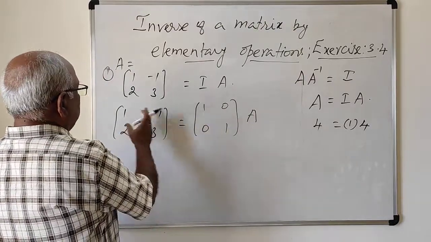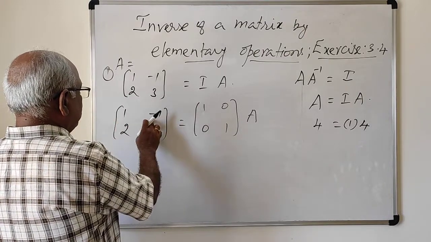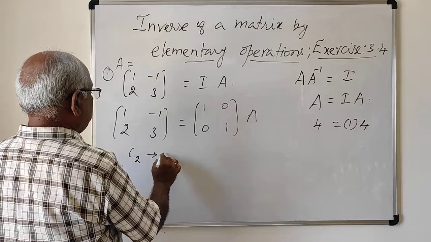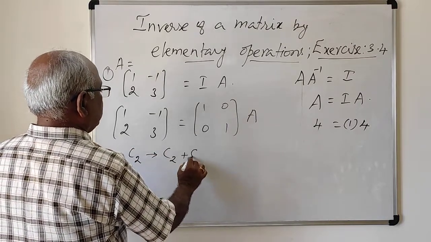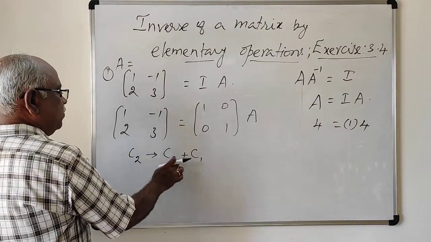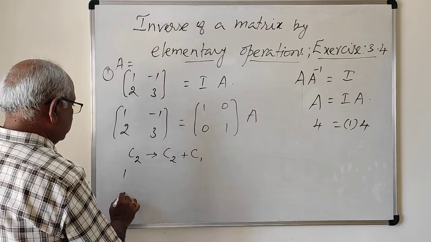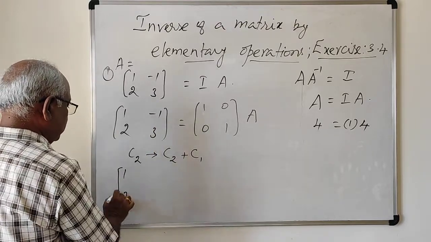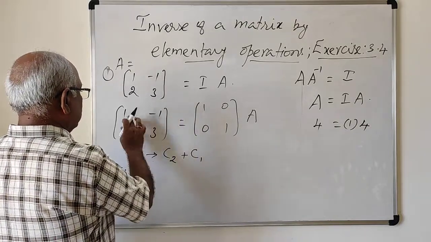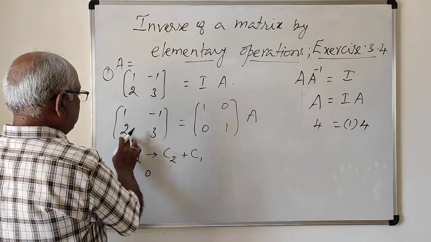Now, column operation. If you add C2 with C1, C2 becomes C2 plus C1. I am going to operate the column C2, that is C2 plus C1. Column C2, adding with the corresponding elements of C1. 1, 2, the first column will not alter. The second column is altered by adding column 1. Minus 1 plus 1, 0. 3 plus 2, 5.